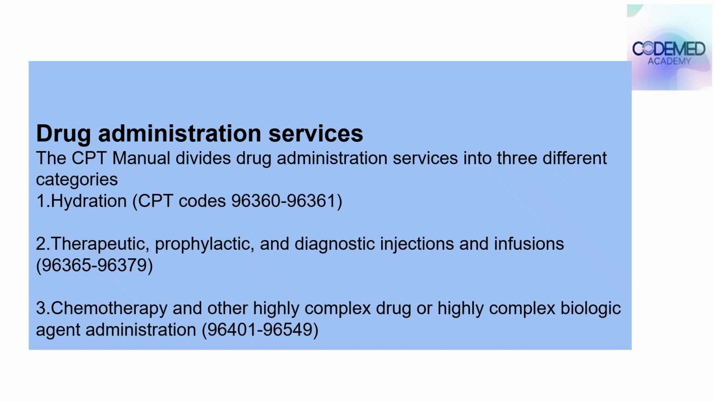The CPT manual divides the drug administration service into three different categories. One is hydration, where the codes are 96360 and 96361. Then we are going to see the therapeutic, prophylactic and diagnostic injection and infusion. And then the third is the chemotherapy and other highly complex drugs or highly complex biological agent administration. And in the bracket, I have given the code range for every category.